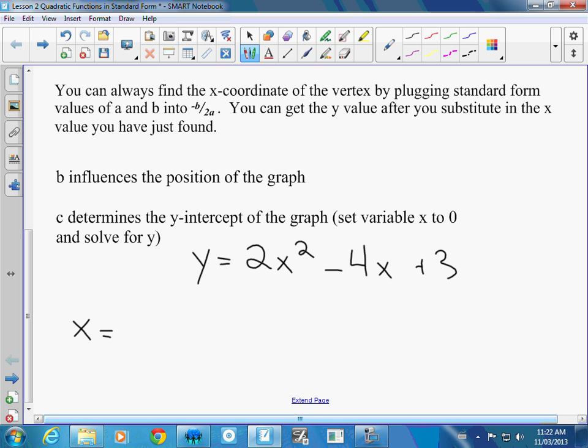Negative b over 2a. Okay, now, what's b? Negative 4. What happens when we make it negative? It now becomes positive. So it's 4 over, what's a? 2. What's 4 over 4? Okay, so the x value of the vertex is 1.